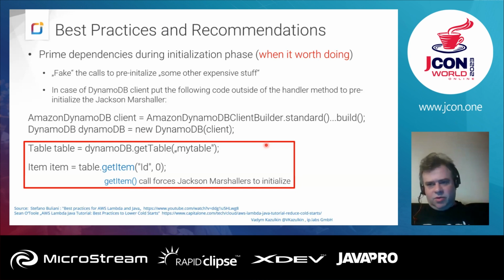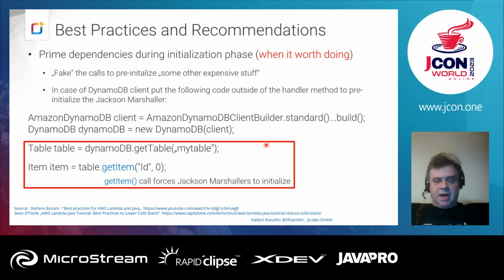So in case your Lambda function has less CPU than one full cycle, you can fake that call in the static initializer block as well. You don't have the ID, so you can fake it with ID 0. You're not interested in the result. The thing is, you're interested in warming up Jackson Marshaller in that use case. It can be some other stuff depending on what you are using. You need to understand what's behind. But you can speed up the thing in the static initializer block using this full CPU cycle, and it's even for free.